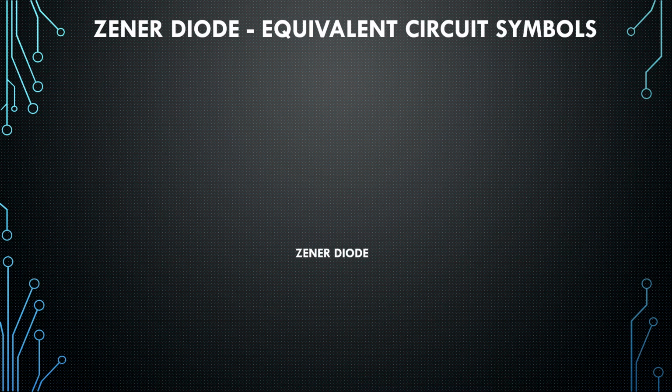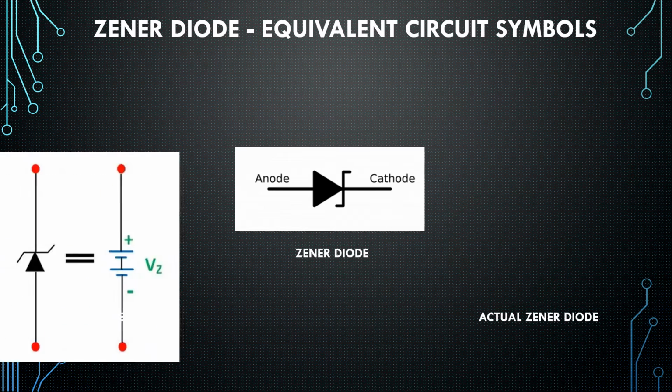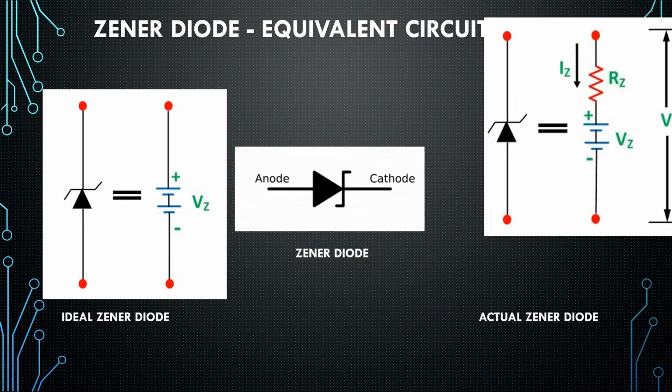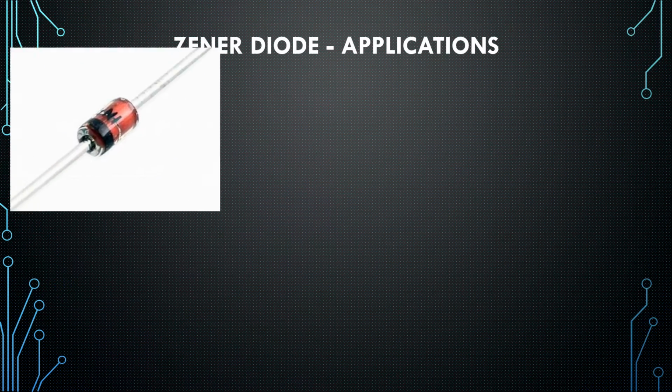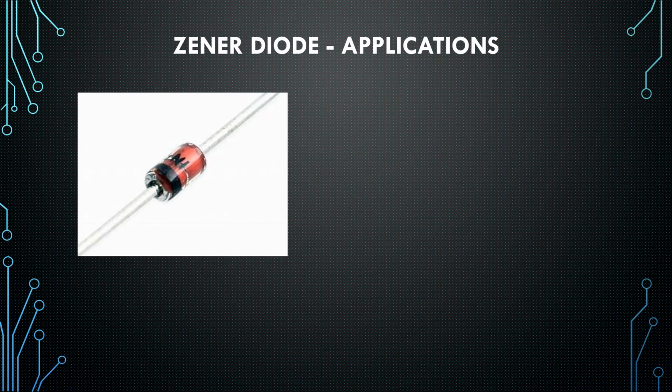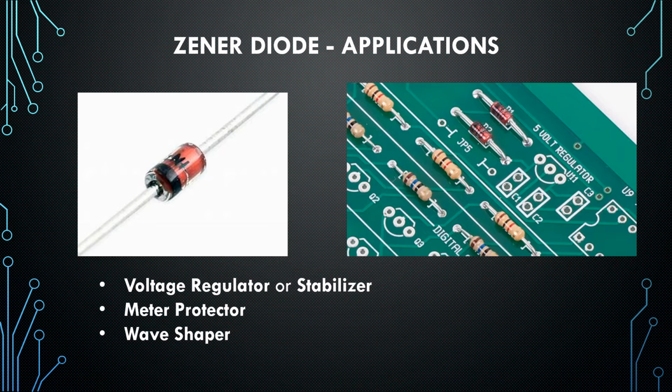Let us see some of the equivalent circuit symbols of the Zener diode. This is the circuit symbol of an ideal Zener diode. And here we have that for an actual Zener diode. Some applications of the Zener diode are: it is used as a voltage regulator, meter protector, and also a wave shaper.